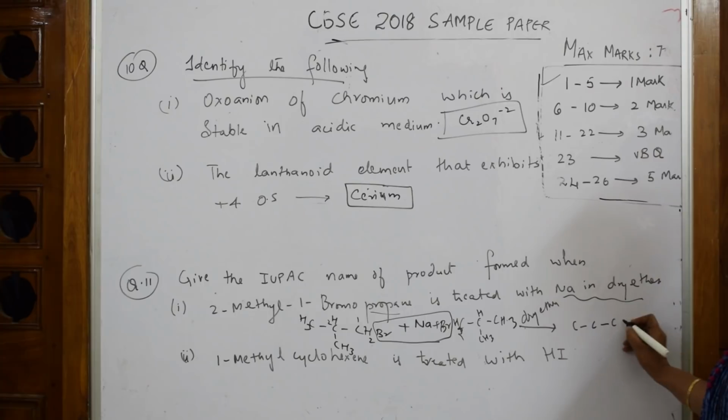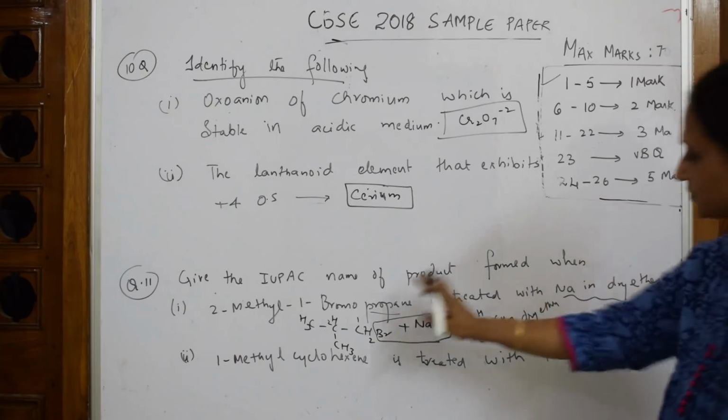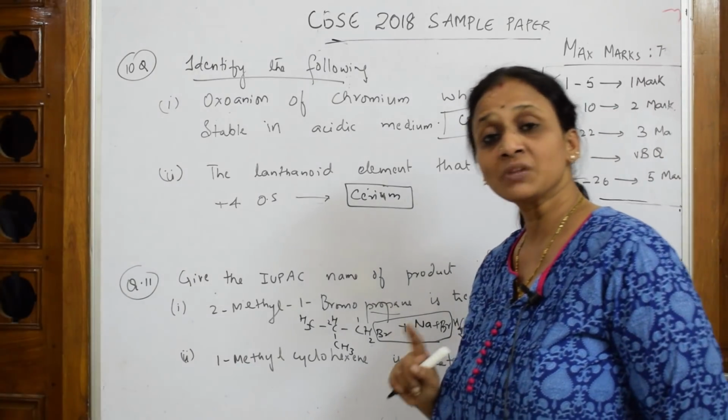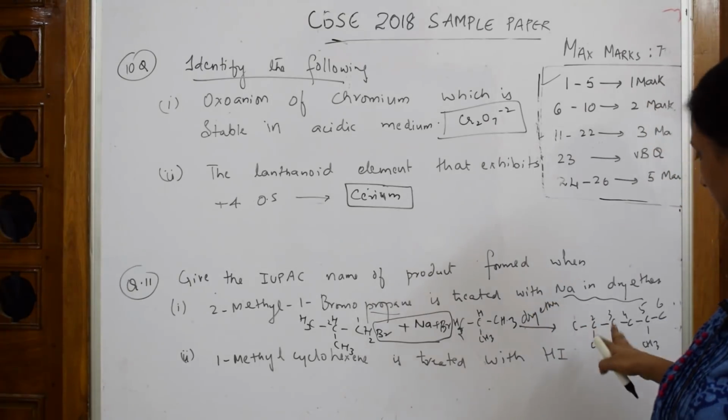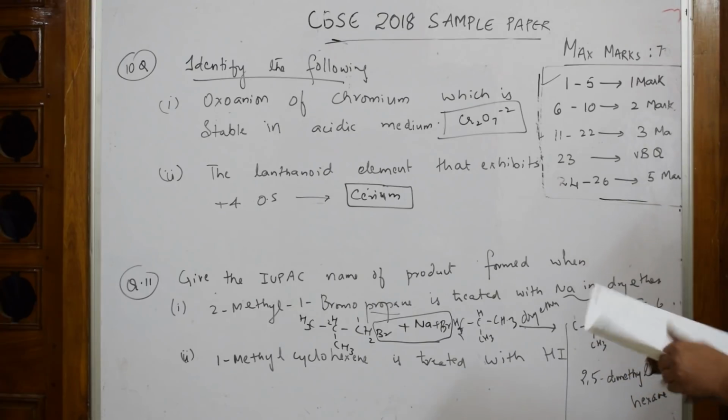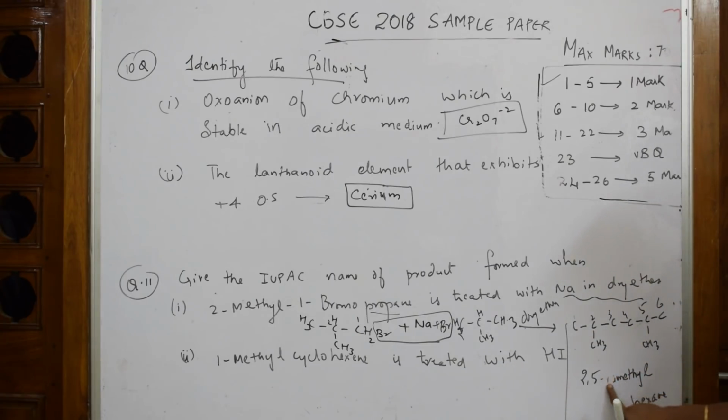1, 2, 3, 4, 5, 6. In the second carbon CH3, and again in the fifth carbon you have CH3. Remaining all hydrogens. Right? Now name this compound. They want you to name this compound. Now start naming. 1, 2, 3, 4, 5, 6. So what is this? 2,5 dimethyl, this is dimethyl hexane. So the IUPAC nomenclature is 2,5 dimethyl hexane. That is the product. Okay, that is what the question asked. So 2,5 dimethyl hexane.